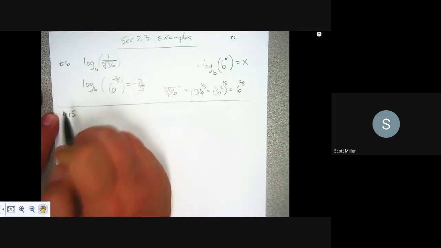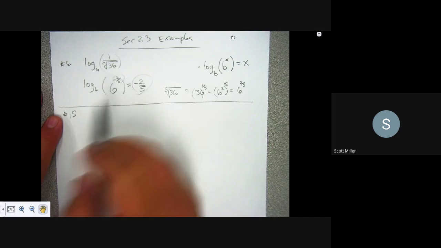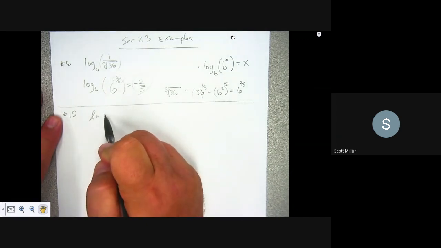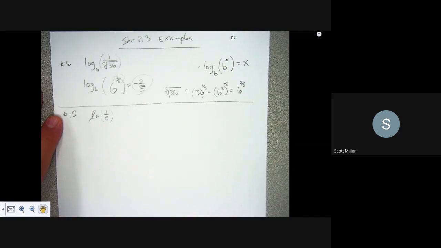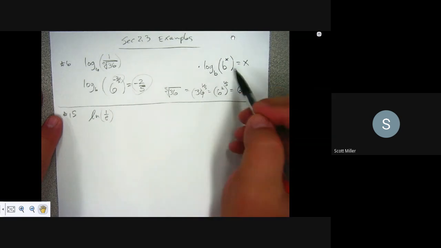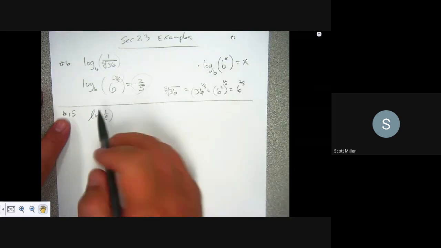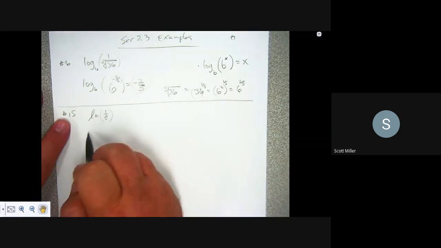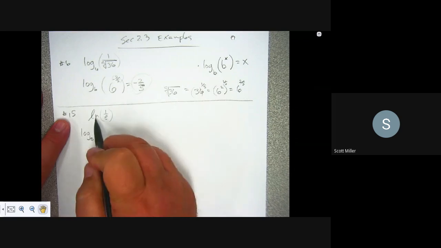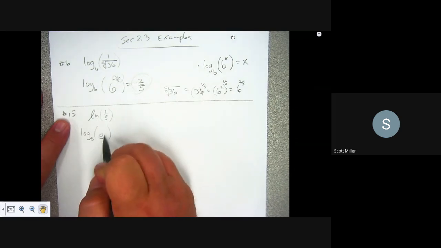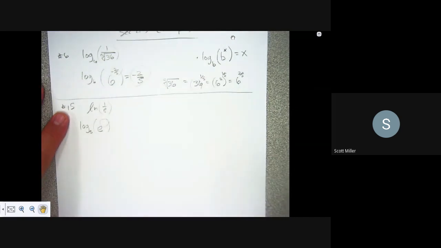Let's look at number 15. In number 15, we have the natural log of 1 over e. If I'm trying to evaluate this without a calculator, then I have to invoke these rules over here, and this is basically the main rule. The natural log simply means the log base e, and so we need to change this to e to a power. So this one's a little bit easier.